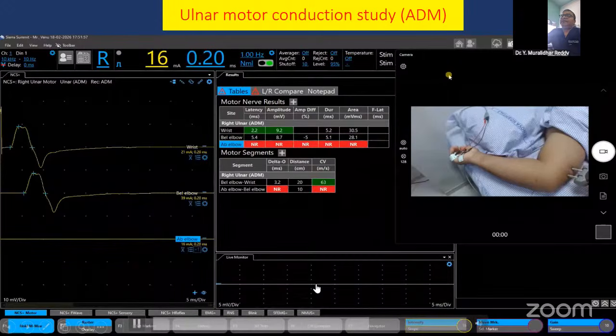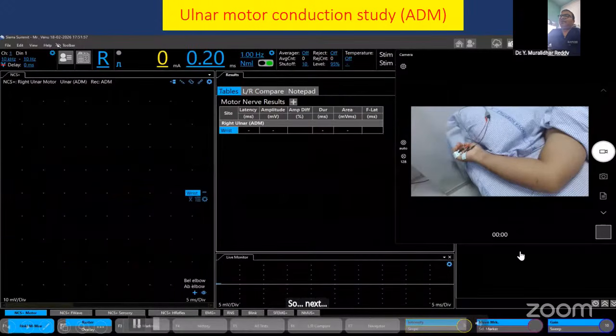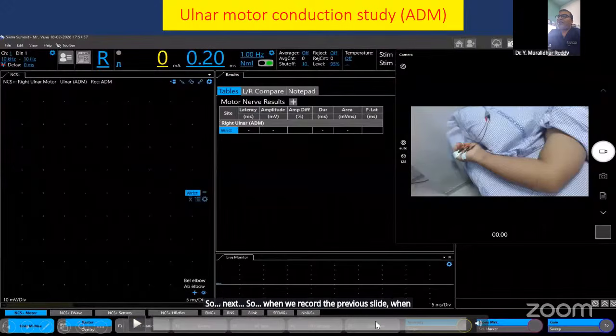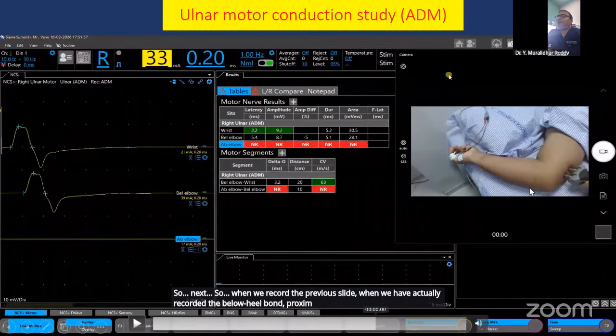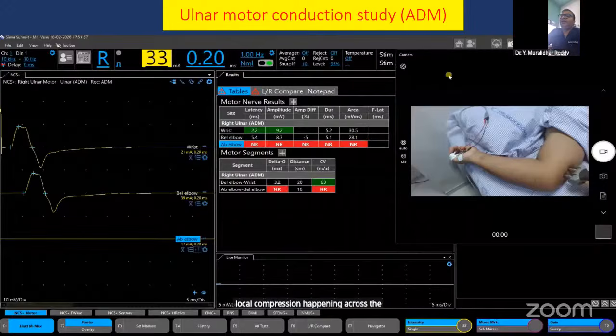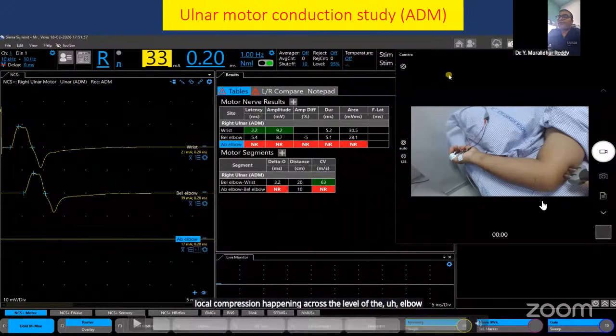So next, when we recorded the previous slide, the below elbow and proximal elbow, we see the conduction velocity which is slowed across the level of the elbow. If the conduction velocity is slowed more than 10 centimeters compared to the rest of the forearm segment, then there is probably a focal compression happening across the level of the elbow, is what we presume.